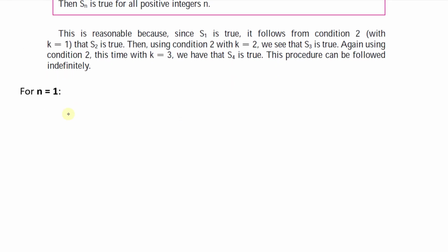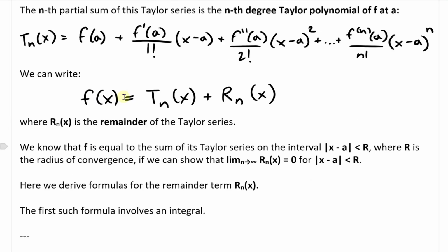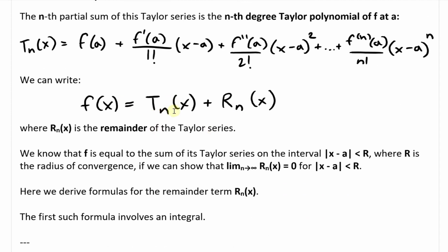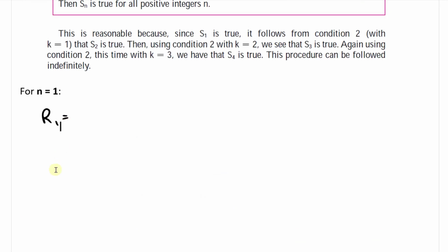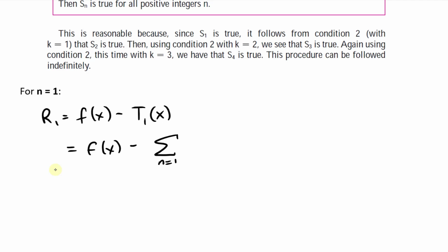So for n equals 1, we know R1, let's just use this formula first. Move this T1 for n equals 1 over to the other side. So R1 is equal to f of x minus T1 of x, the first Taylor polynomial. For completeness, I'm going to write this as f of x minus, in summation format just to get used to this, the sum from n equals 0 up to n equals 1 of the nth derivative at a of f, that is f^(n)(a), divided by n factorial, times (x minus a) to the power of n.